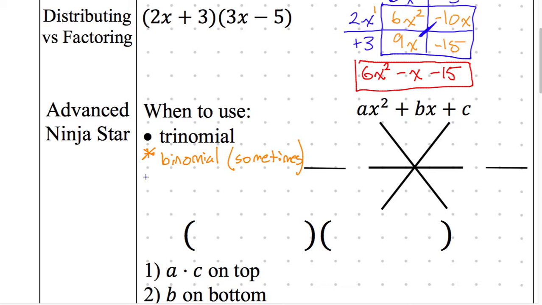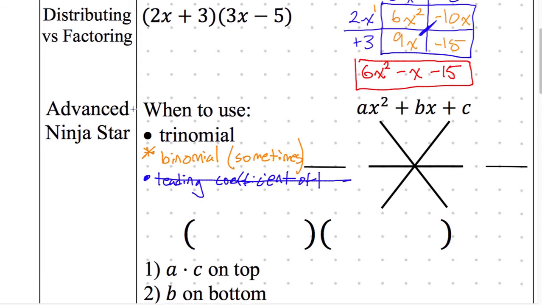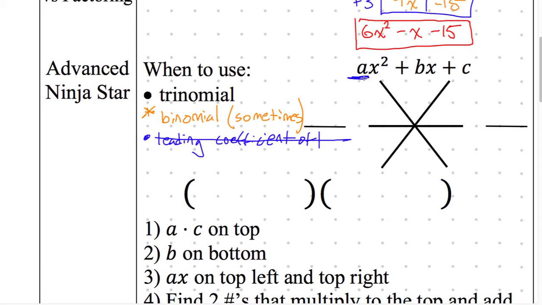Don't write this down. What we had last time was we had a leading coefficient of 1. And that is no longer the case. I would cross that out. We don't care if we have a leading coefficient of 1 as long as you factor out the greatest common factor, as long as you do step 1, the Advanced Ninja Star will work. So I am allowed to have a number like 6, 12, 7, any number for a leading coefficient now, because I'm teaching you the Advanced Ninja Star.